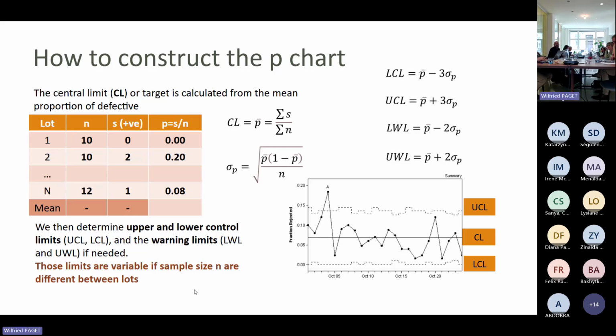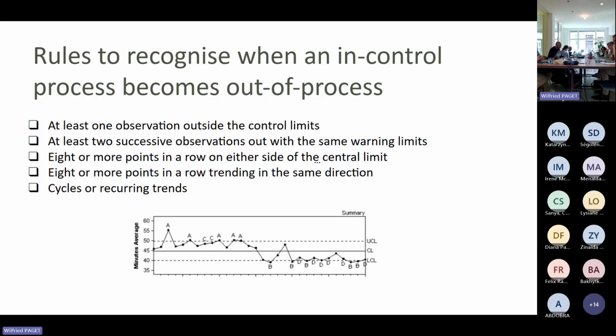Okay, let's explain this. So how can we recognize if a process is in control? We can have several ideas to check this. First, at least one observation is outside the control limits. So if you take a look, this observation is out of the control limits. At least 2 successive observations are outside the same warning limits. So if 2 observations go out of the warning limits, we need to take care.